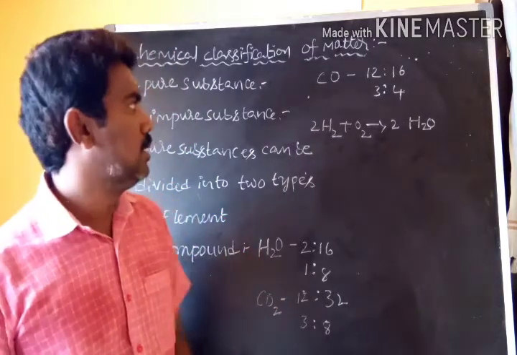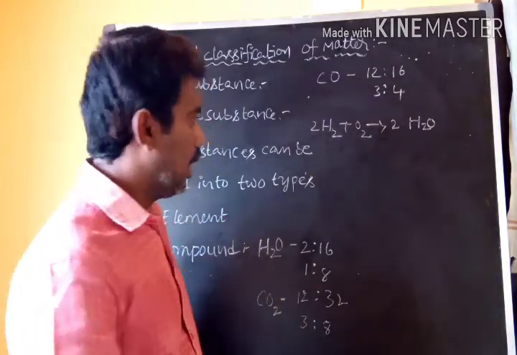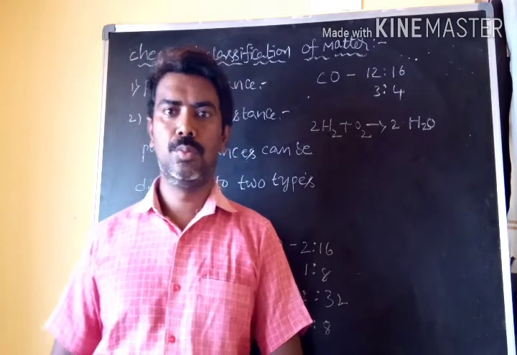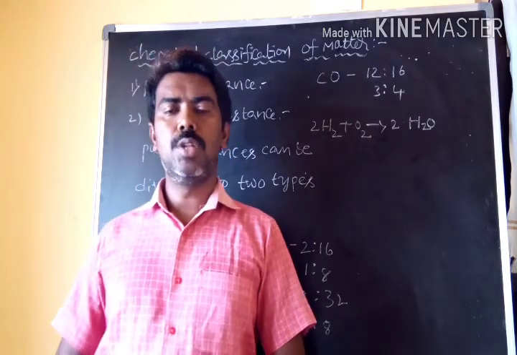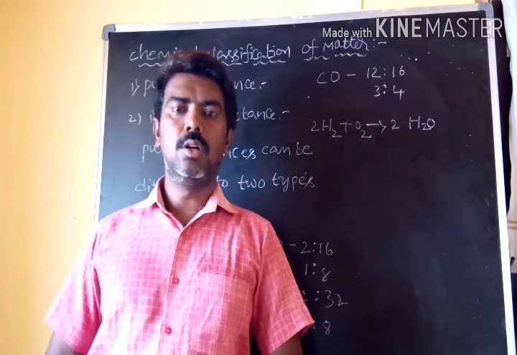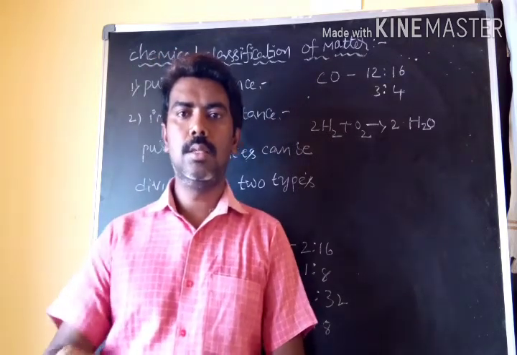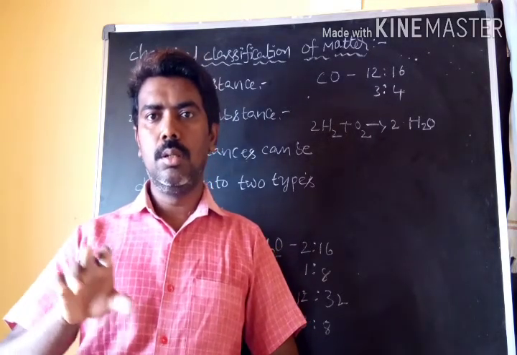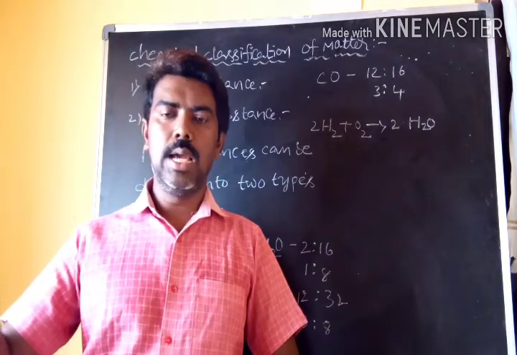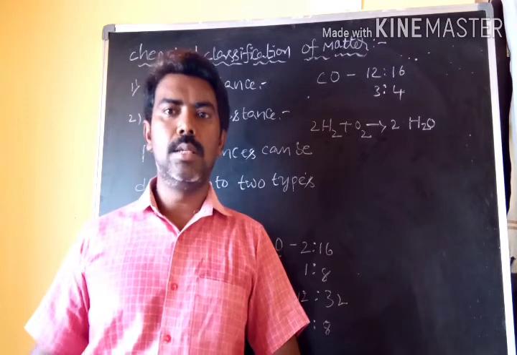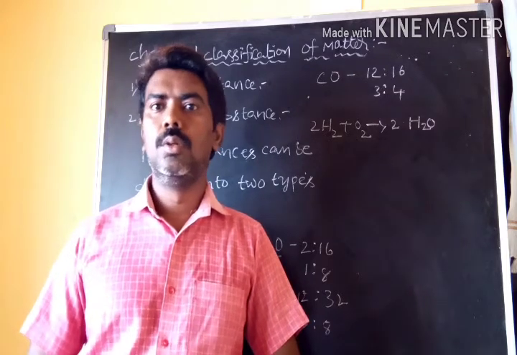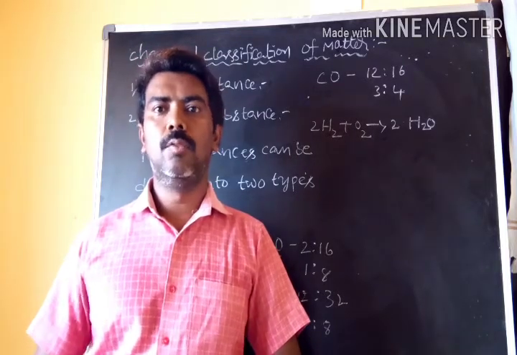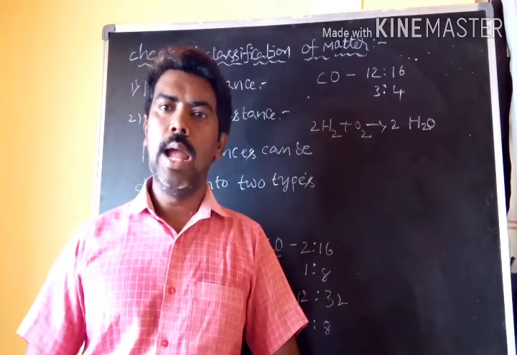Okay. Next, after that, compounds are again divided into two types. One is organic compounds and the other one is inorganic compounds. Organic compounds are nothing but the compounds which are obtained from living things. The compounds which are obtained from living things are called organic compounds. Example, citric acid, from citrus fruit. Okay. Malic acid, from apple. Like that. Next, ascorbic acid, from lemon, and formic acid, from formica, the red color ant. Like that we will take it.